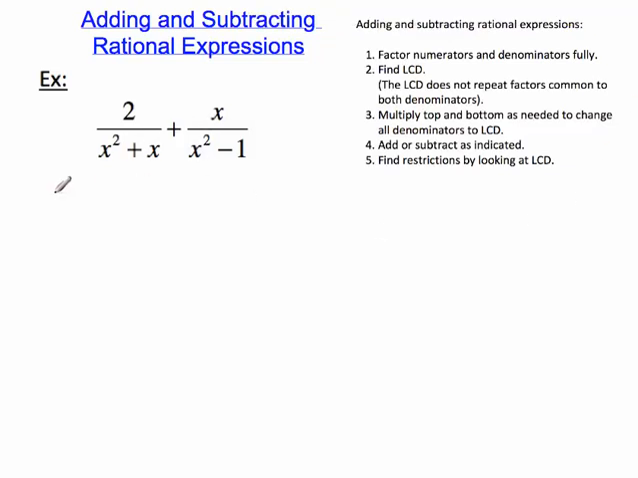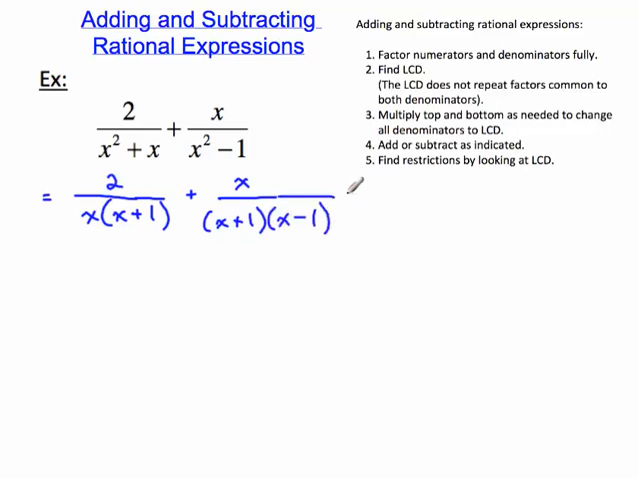Here's our example. The first step is to factor the numerators and the denominators fully. Well, here the numerators are already fully factored, but we can factor the denominators. First one would factor like this because there's a common factor of x, and the second one is a difference of squares, so we can factor it as a difference of squares like this.